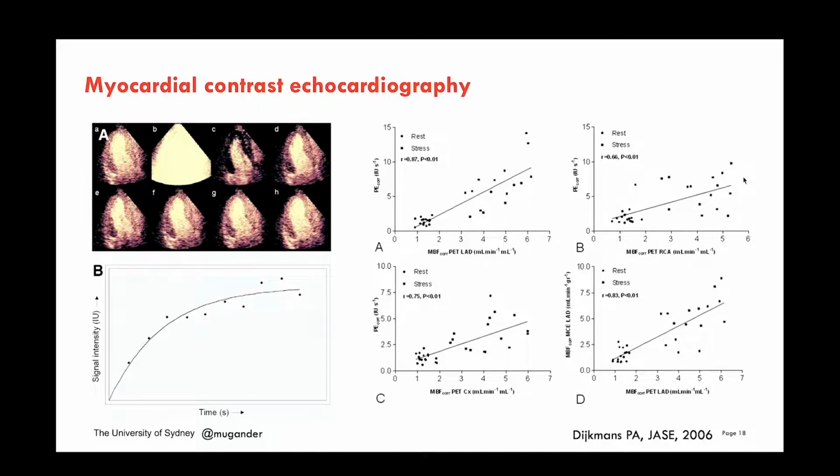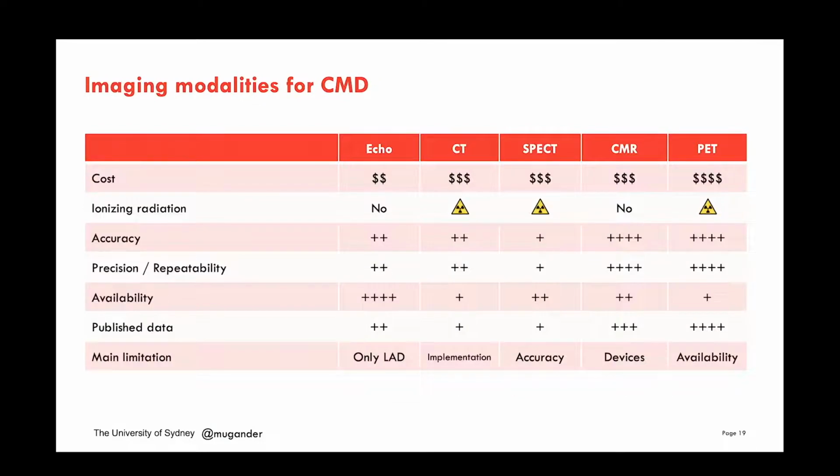And in this case, at least it's challenging in the setting of the 2006 comparisons to PET with the gold standard. David may come with some more information on that in the discussion. So a little bit of a comparison table for the different imaging modalities for coronary microvascular dysfunction.